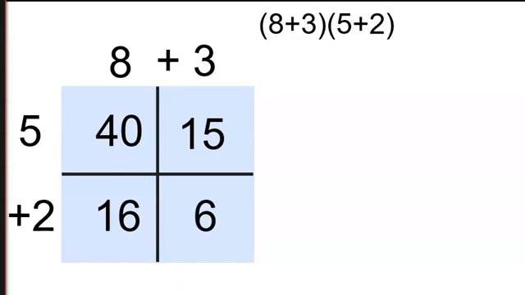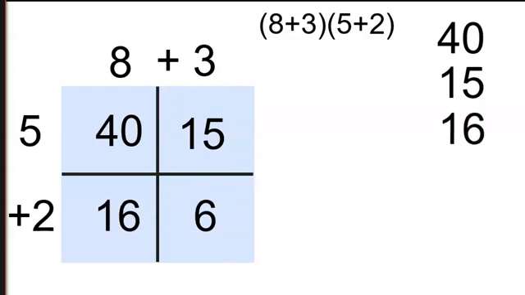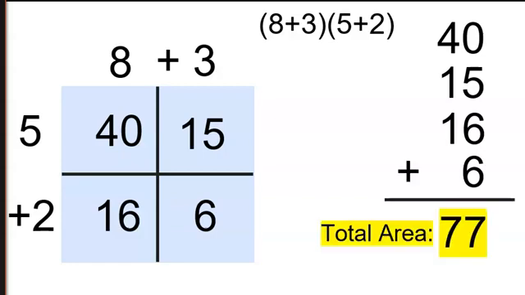These numbers on the inside of the rectangle represent the area of the smaller pieces of the larger rectangle. To get the total area of the large rectangle, we now just need to add up all of the areas of the four smaller rectangles. Once we add all of our areas of the four smaller rectangles together, we find that the total area of the larger rectangle is 77.